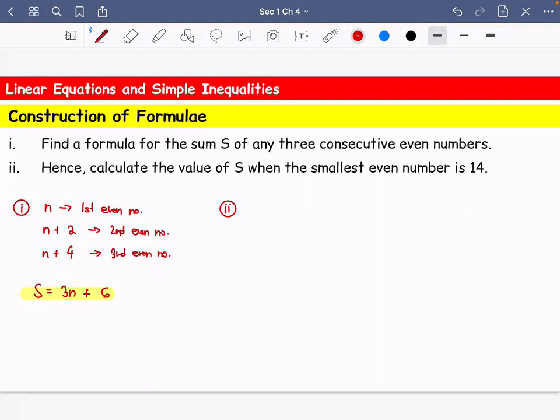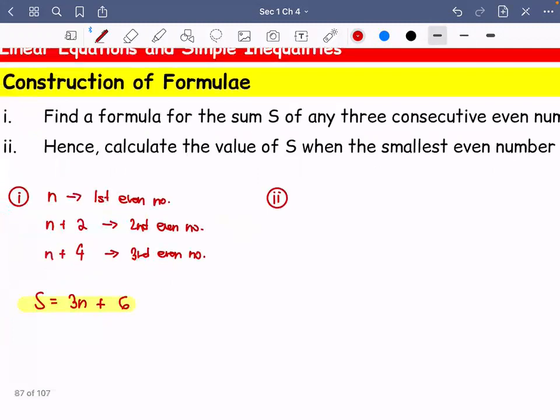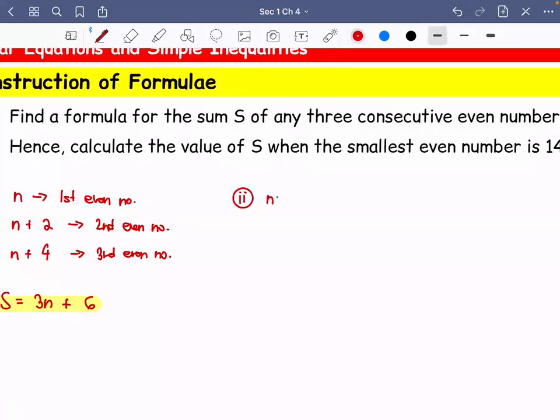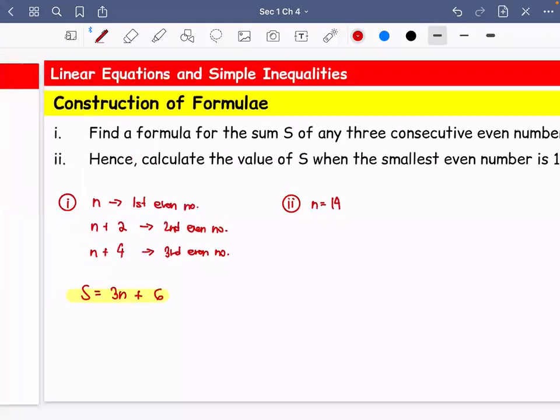14. So what is our answer? Okay, so given this question here, of course, the first is the smallest even number, right? So let's say n is equal to 14, right? That's it. That's for number 2. N is equal to 14.